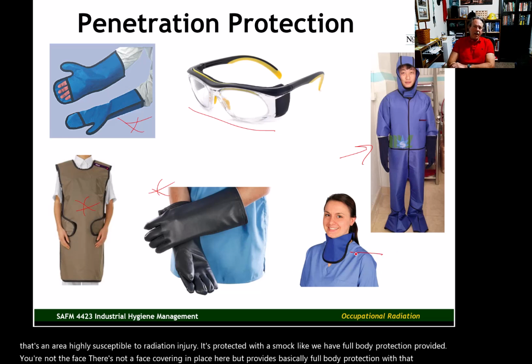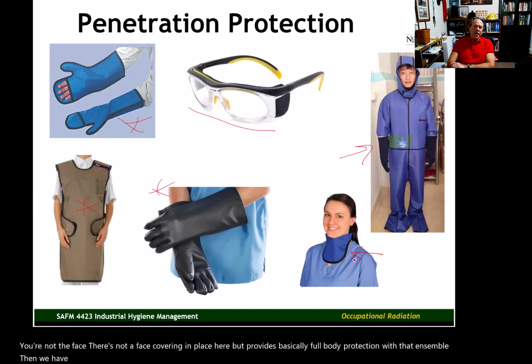Then we have a protective collar. The thyroid is another organ that is highly susceptible to injury from radiation. These protective collars are designed to protect the thyroid from radiation exposure.